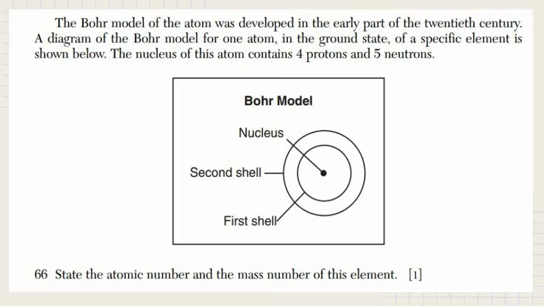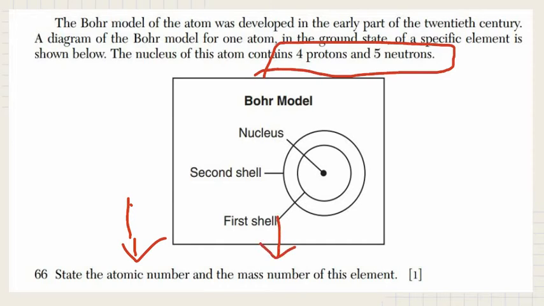This is a Regents question that I found, and it's the only one I could find that had a Bohr model in it. It tells you that this particular nucleus contains 4 protons and 5 neutrons. From that, we should be able to figure out the atomic number and the mass number. 4 protons would be the atomic number, and 4 plus 5 would give us a mass number of 9. This element would be beryllium because each element has its own unique atomic number, and beryllium is the only atom with 4 protons.